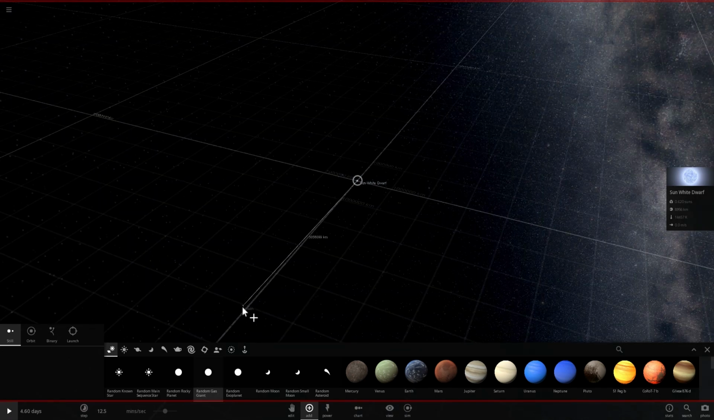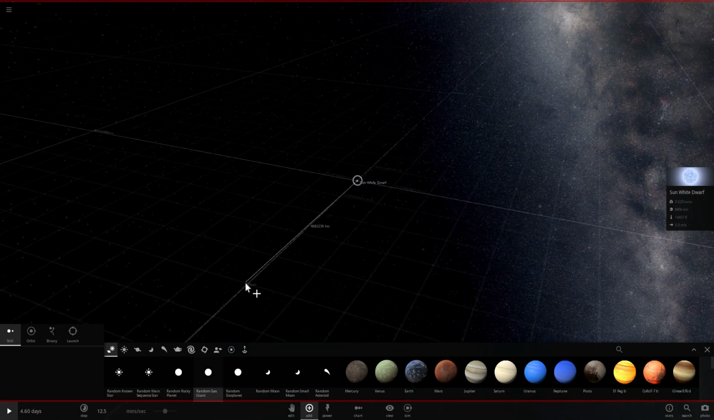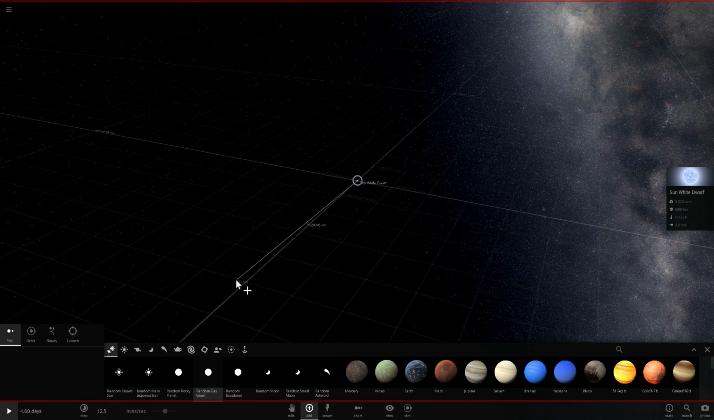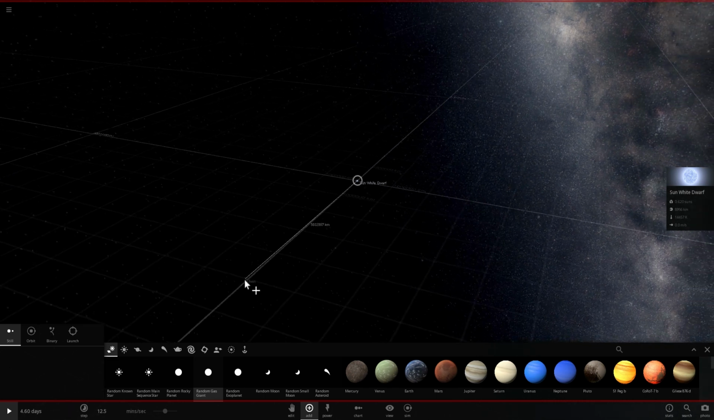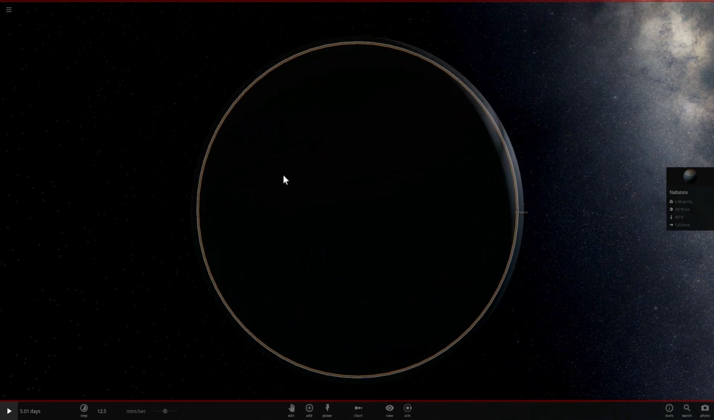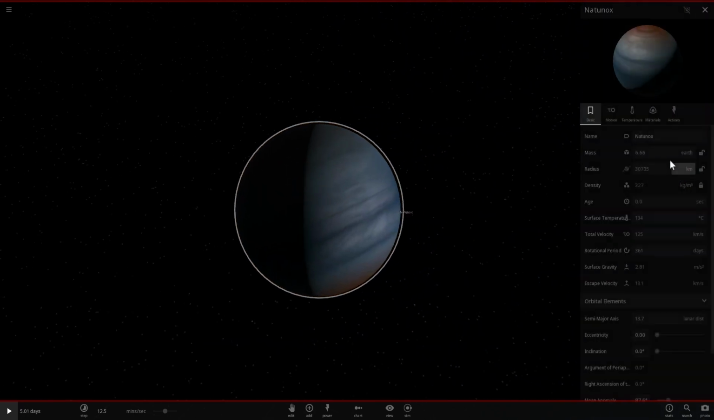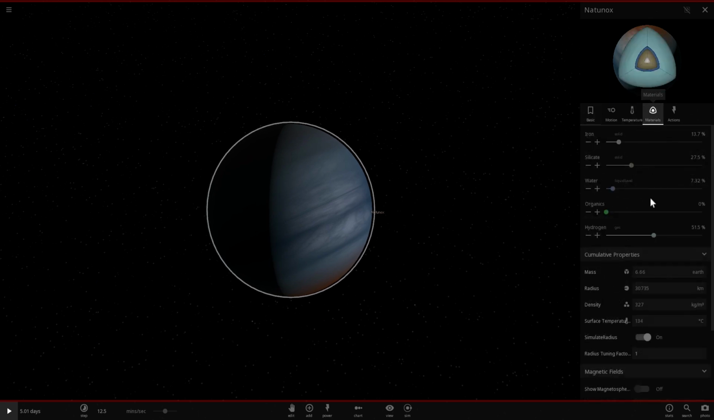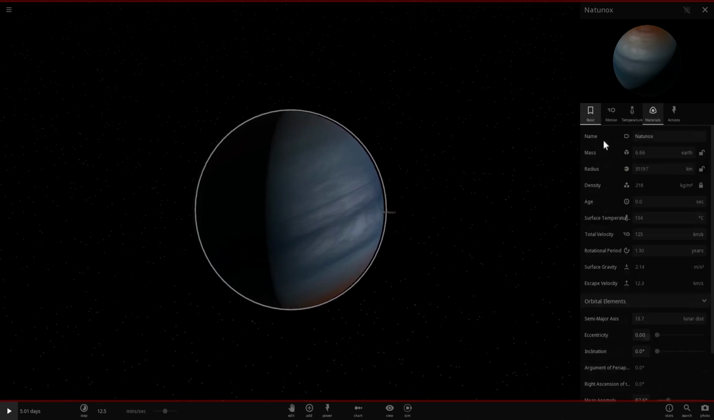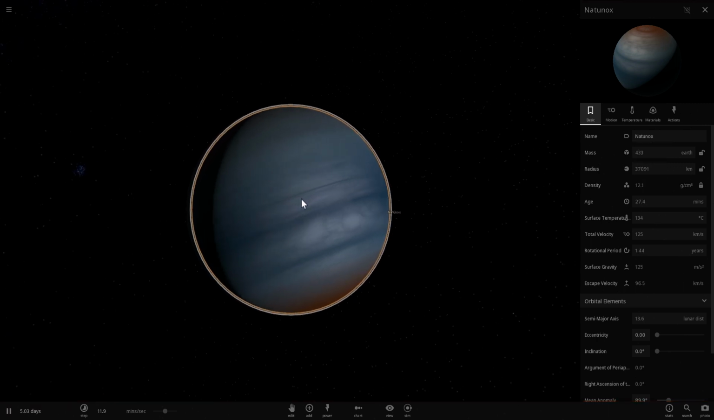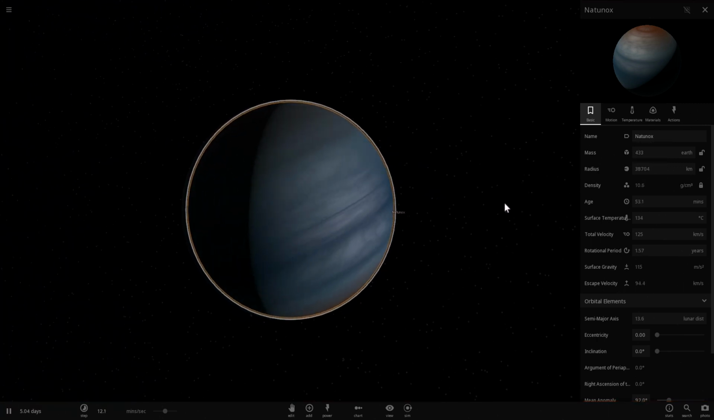So instead, we're going to choose a location somewhere around here, about 5 million kilometers away from the white dwarf, about 30 times closer to the sun than we are right now. And we're going to place our customized gas giant right here. So here is our custom-made gas giant. We're going to change it a little bit to make it more gassy, and we're going to give it a mass of 433 Earths. So this is going to be the center of the new solar system.